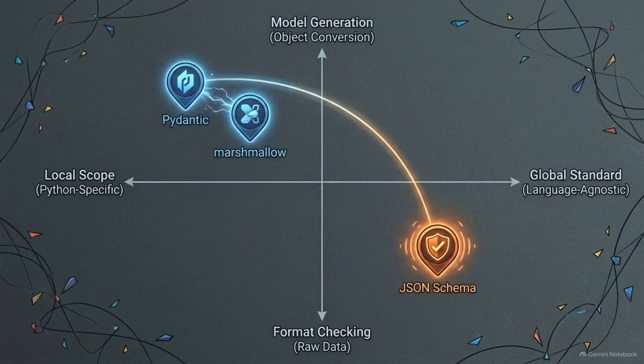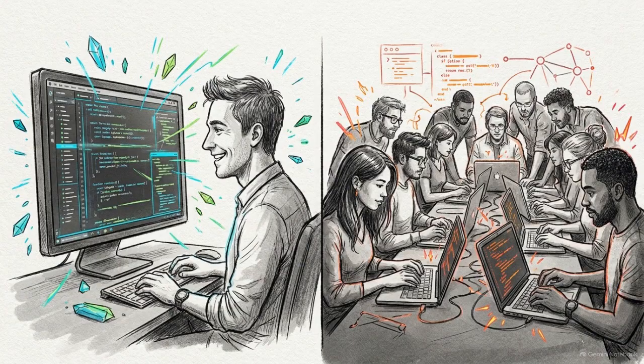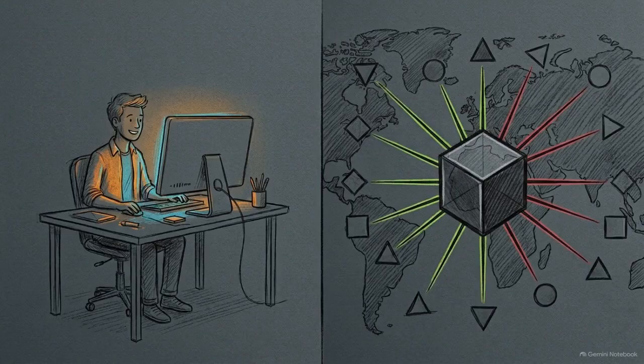If we plot Pydantic and Marshmallow, they sit in the top left quadrant. They occupy this space because they are Python-native tools designed specifically to take incoming data and transform it into usable Python objects. JSON Schema lands in the exact opposite corner, down in the bottom right. It doesn't convert anything, and it isn't written in Python. The choice between these isn't about which is better. It's a structural trade-off between local convenience for your Python developers and global interoperability for everyone else.